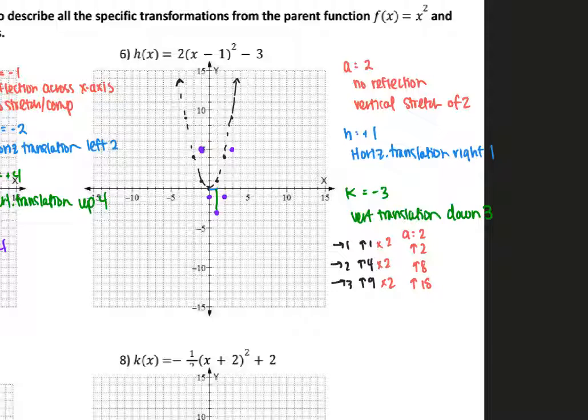And then my next point, actually I think it's going to take it off the graph. So since it's probably going to take it off the graph, I'm okay with at least 5 points here. So I'm going to go ahead and connect these. And as we can see, our graph is a little bit more narrow than our parent function, and we just shifted it right and down.